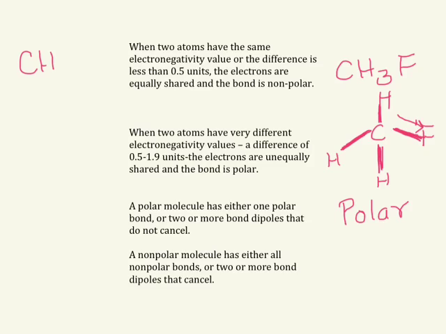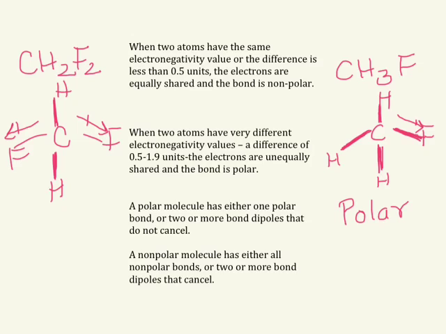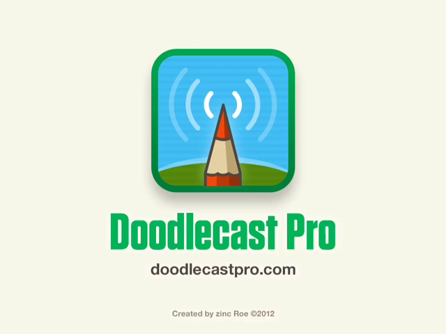But if I have CH2F2, carbon, and I'm drawing this, so this is a nonpolar bond, this is a polar bond, this is a polar bond, but they are equal and opposite in direction, so their dipoles get cancelled, so overall the molecule is nonpolar. So how can we summarize it? Even if the molecule has a polar bond, that does not mean that the molecule will be polar. A molecule will be polar only if it has one polar bond or two or more polar bonds that do not cancel each other.